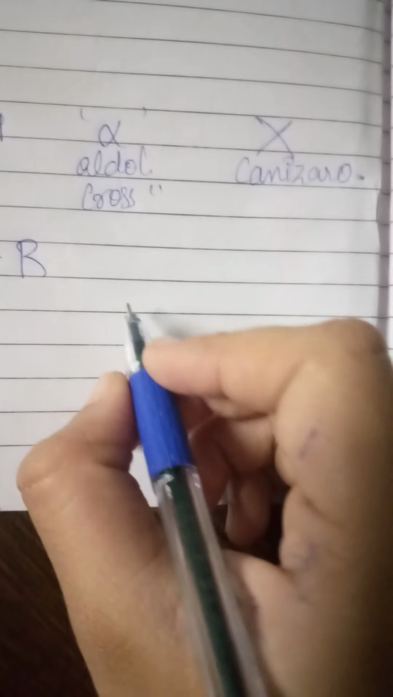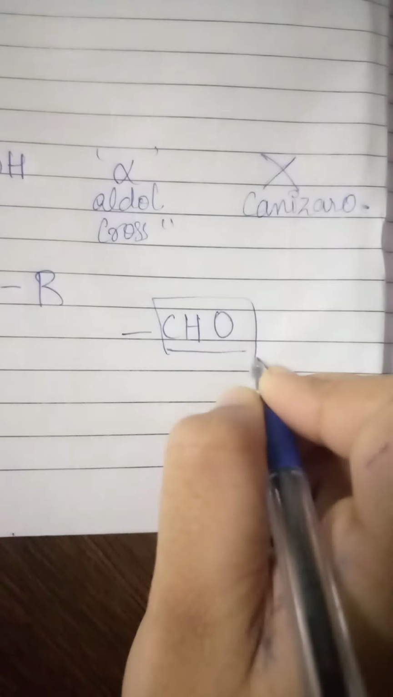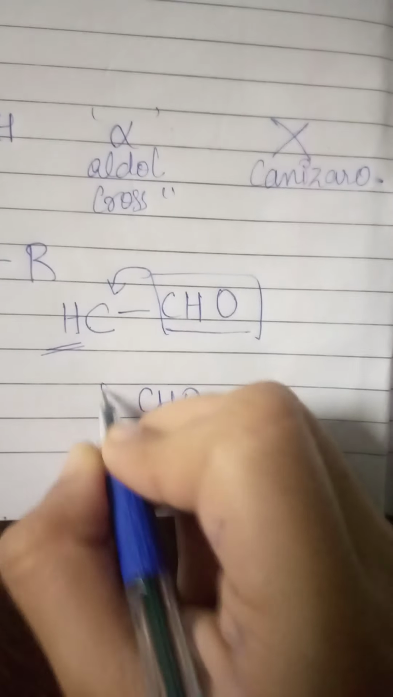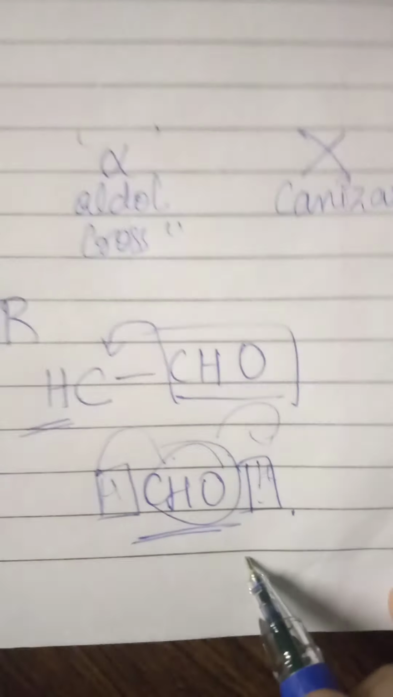So what is this alpha hydrogen actually? For example, if I take CHO, this carbon, if it is attached to any other carbon and that carbon in turn has hydrogen, then it is said to be alpha. But if I take just this CHO part, there is no neighbor to it, so no hydrogen is there. So it is not an alpha hydrogen, and this will undergo the Cannizzaro reaction and not aldol condensation.